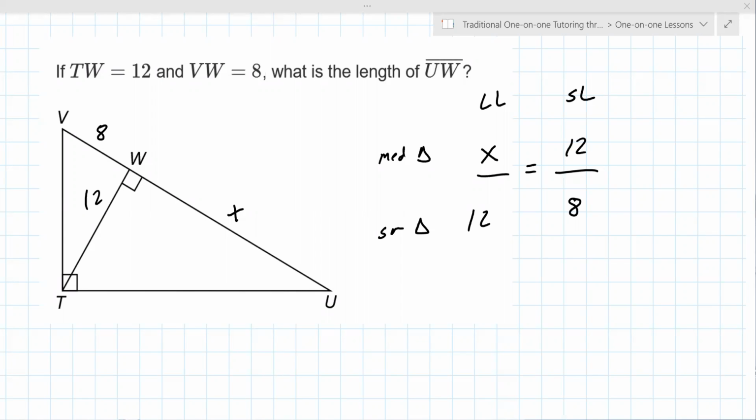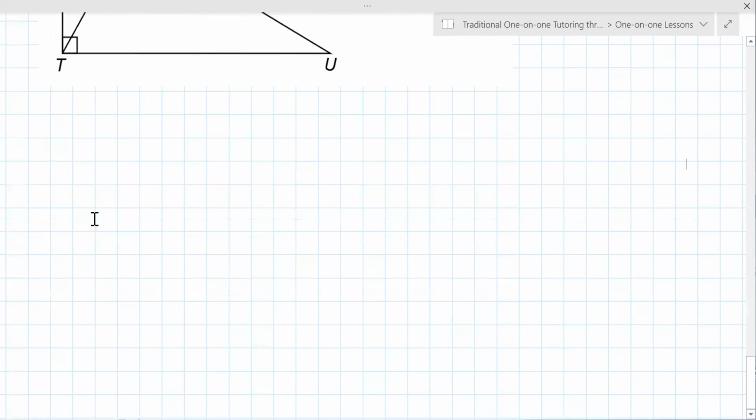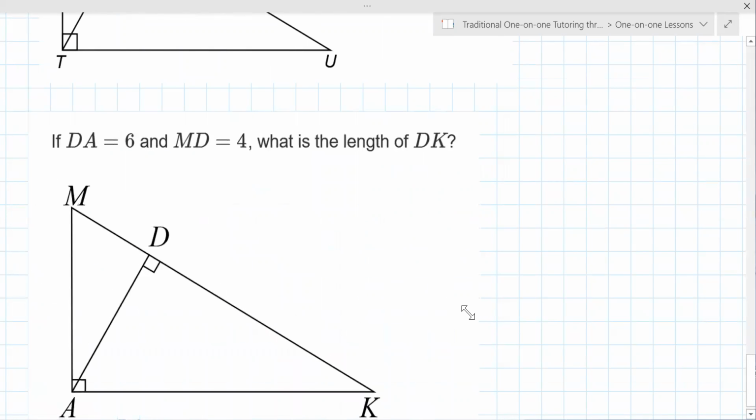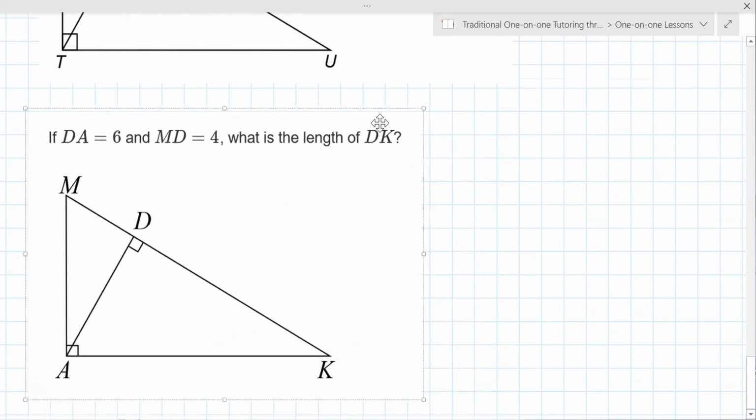My final answer is 18. Very good. Okay, so we got one more of these. I won't go so far as to say that these are fun, but when you see how to set them up, they're much more understandable. So again, you gotta label the given information. This time they're giving you DA. DA is 6. MD is 4, and they want the length of DK. So it's actually the exact same problem we just did with different numbers. So why don't you give this one a try, please?